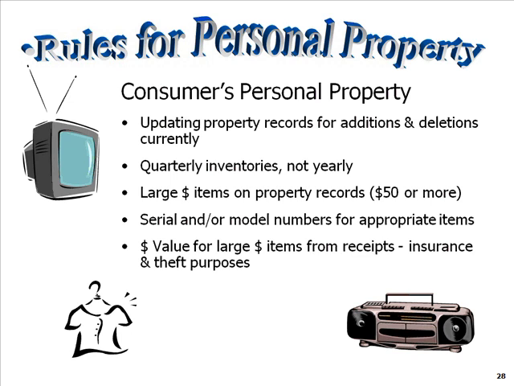Consumers' Personal Property. Ensure that property records are updated for additions and deletions as they occur. Inventory should be performed quarterly, not yearly. Large dollar items should be maintained on property records, $50 or more. Record serial and/or model numbers for appropriate items. And maintain the value for large dollar items from receipts on the personal property record. This is for insurance and theft purposes.